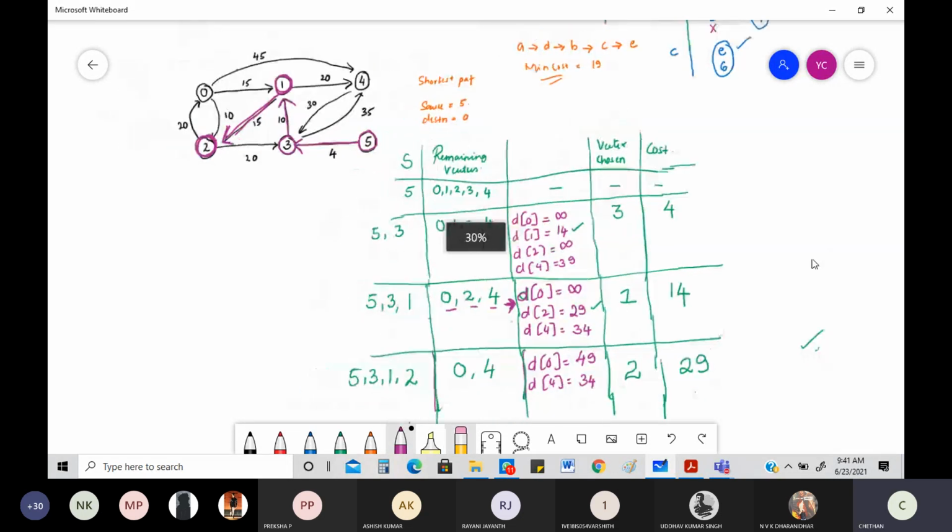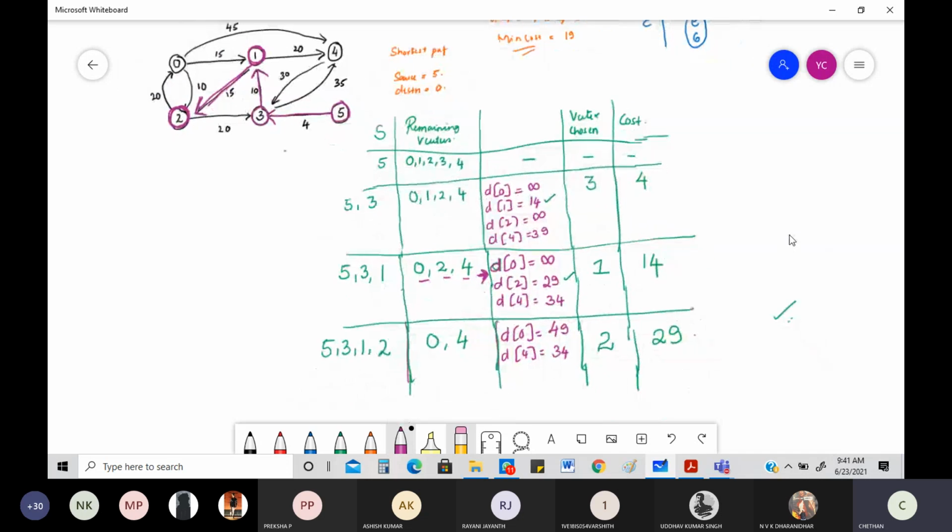Okay, so what you can do again, now the next step would be 5, 1. Next thing is 2. And what is the next thing you're choosing? 4. 5, 3, 1, 2, 4. Okay, and the remaining would obviously be 0. What is the vertex you have chosen? 4. And what is the cost of it? 34 will be coming right there.